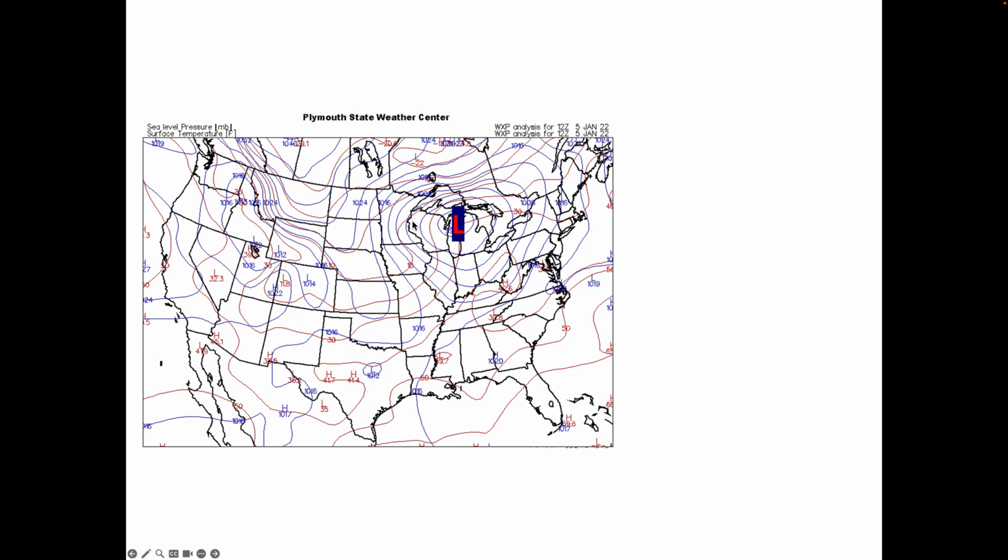The blue is isobars. The red is isotherms.